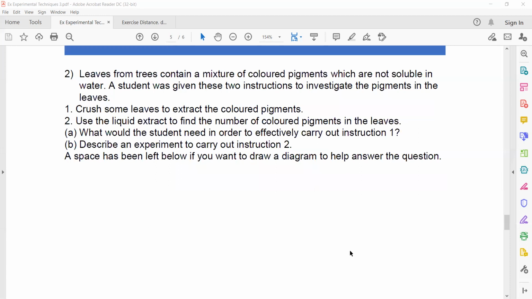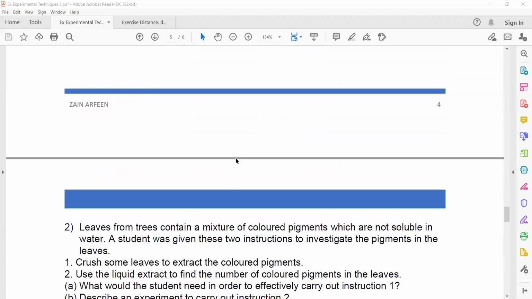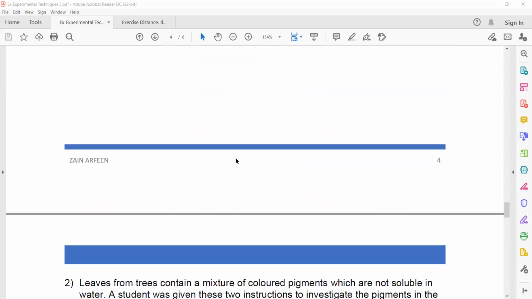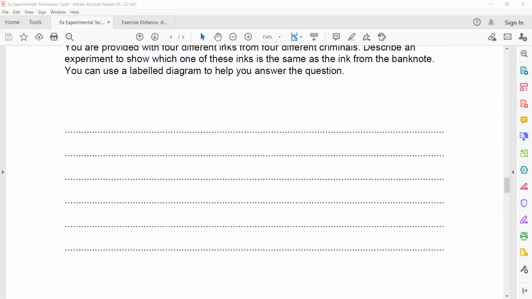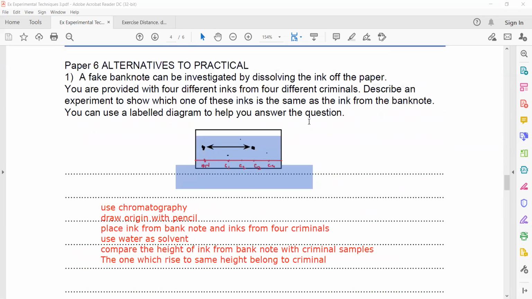So the next question, you can mention the RF value. You can mention the RF value as well, like measure the RF value from the banknote and compare with the RF value of the criminals. You can mention that as well. So both ways it is right.